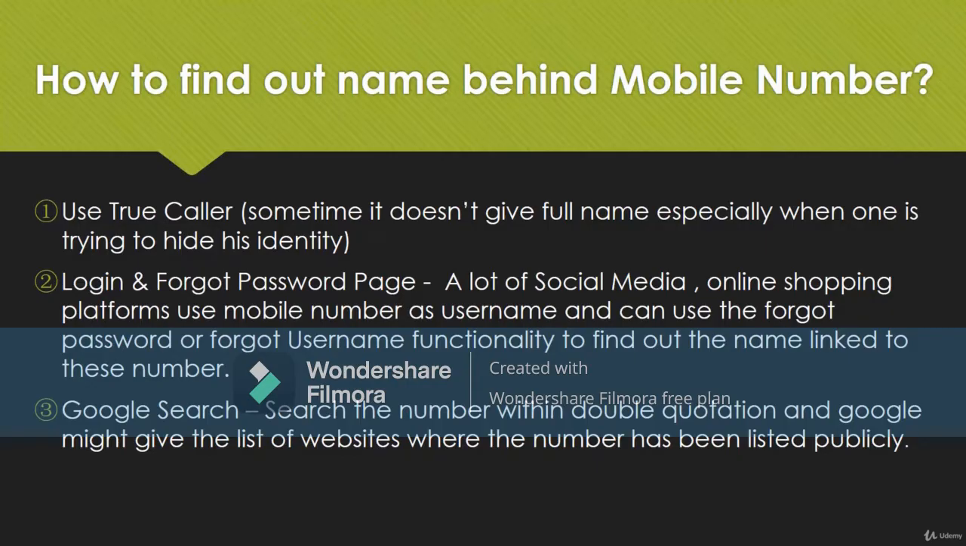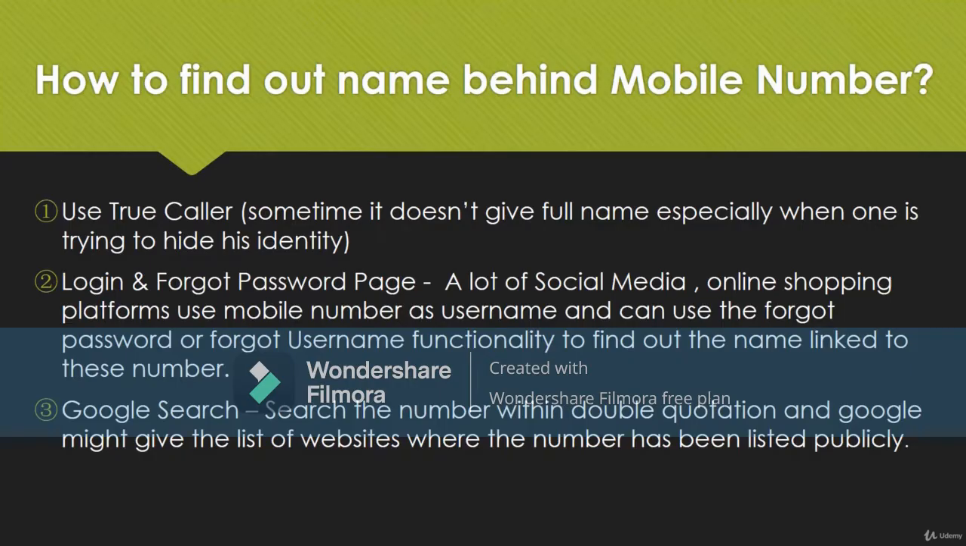If we are not able to find the name of the person behind the mobile phone number via Truecaller, then we'll switch to the second method, that is the login and forgot password page. Many social media platforms and online shopping platforms these days use a mobile phone number as a username. If you click on the forgot password option, it will show you the username behind it. That's how you can get to know the username or the name behind the mobile phone number.